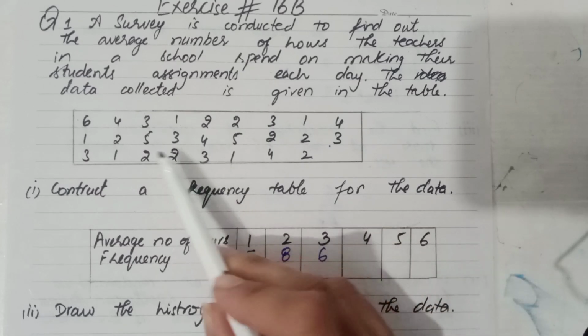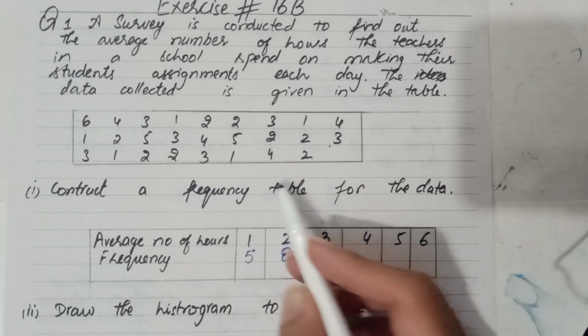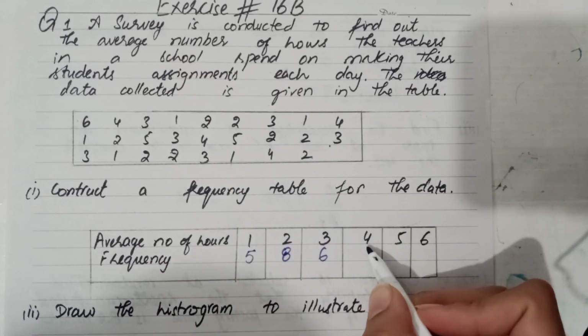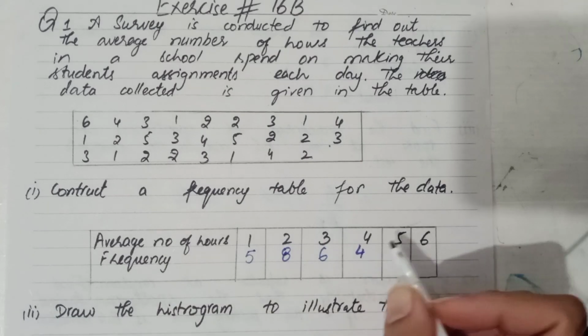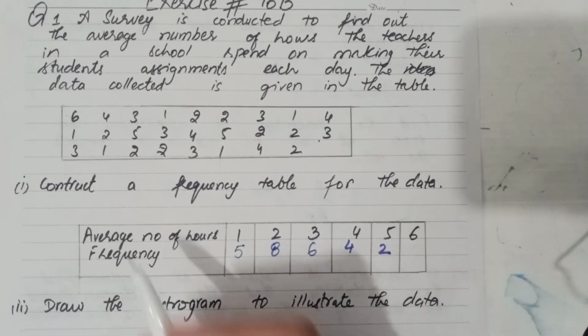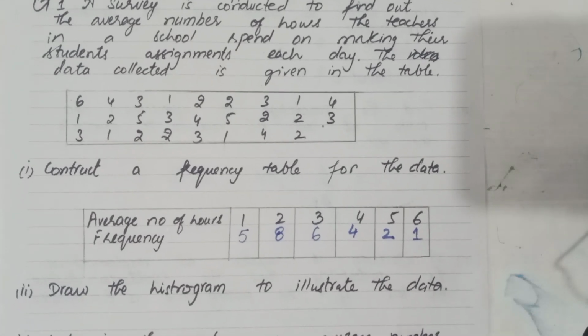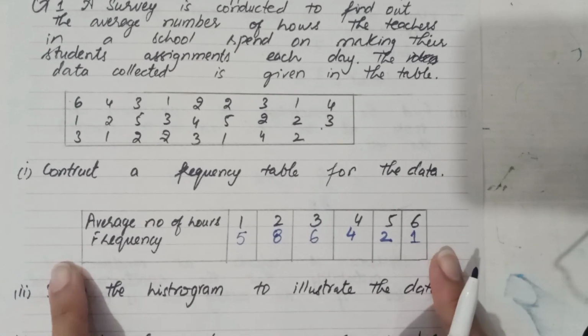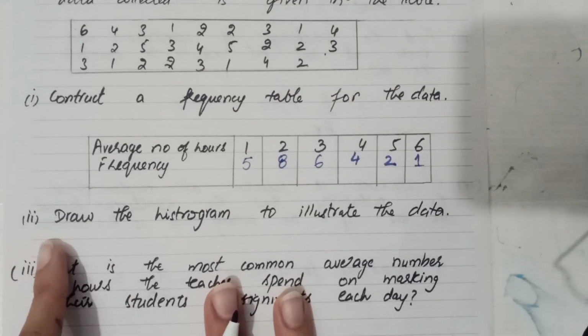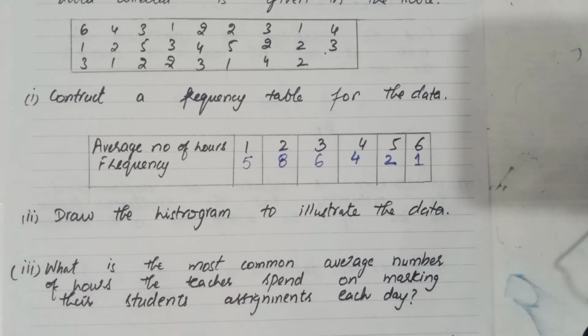And 4, 1, 2, 3, 4. This is 4. And 5, 1 and 2. 6, 1 only. This is the frequency. And now our frequency table is done. In part number 2, draw a histogram to illustrate the data. We have to draw the histogram.